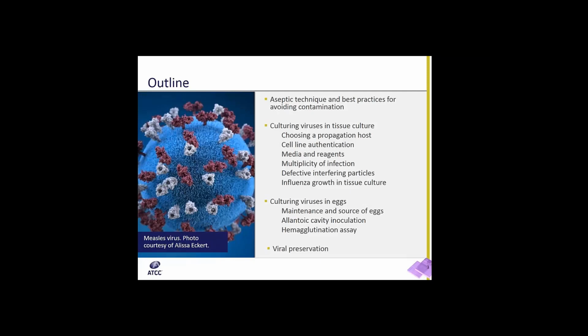When we move on to culturing viruses in eggs, we will focus on what it takes to maintain the eggs, as well as a good source of the eggs that are used in virus culture. An example of how we grow influenza virus via the allantoic cavity inoculation will be explained, as well as hemagglutination assay. We'll finally end with viral preservation.